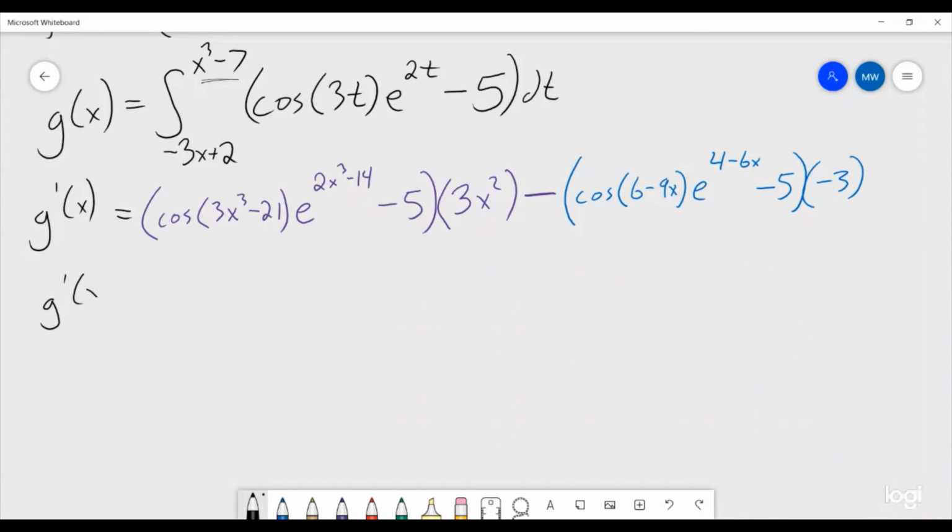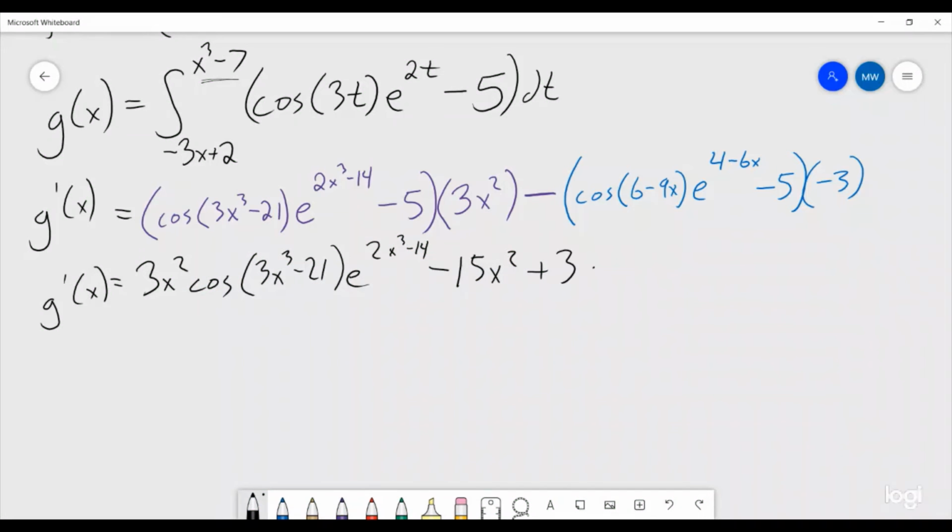So g prime of x is going to be 3x squared cosine of 3x cubed minus 21 e to the 2x cubed minus 14 minus 5, minus 15x squared plus 3 cosine 6 minus 9x e to the 4 minus 6x minus 15. That is our function for g prime of x.